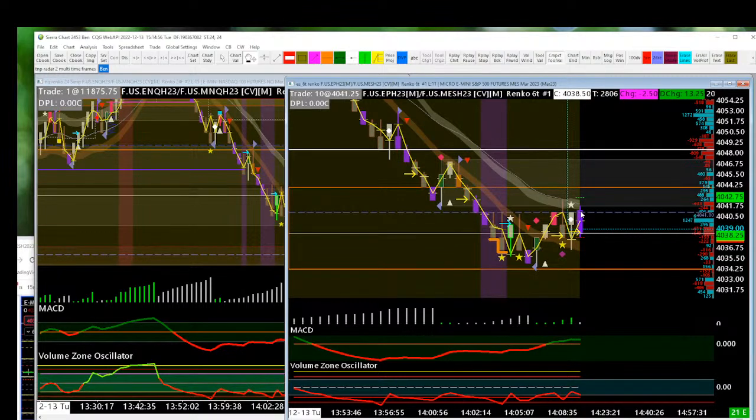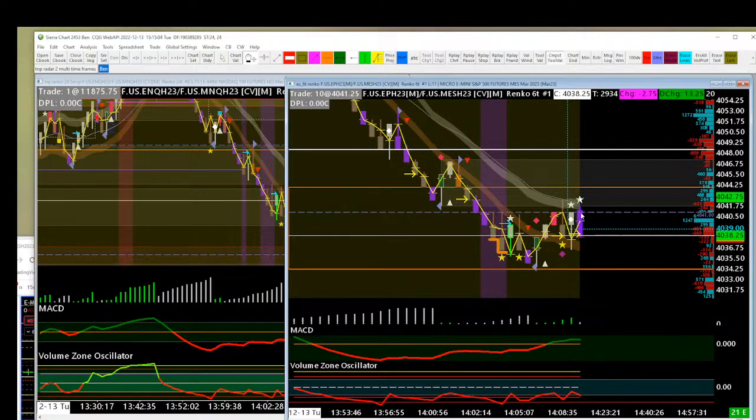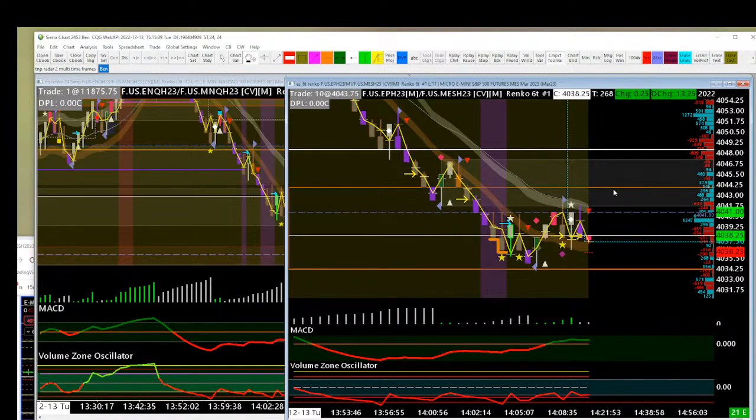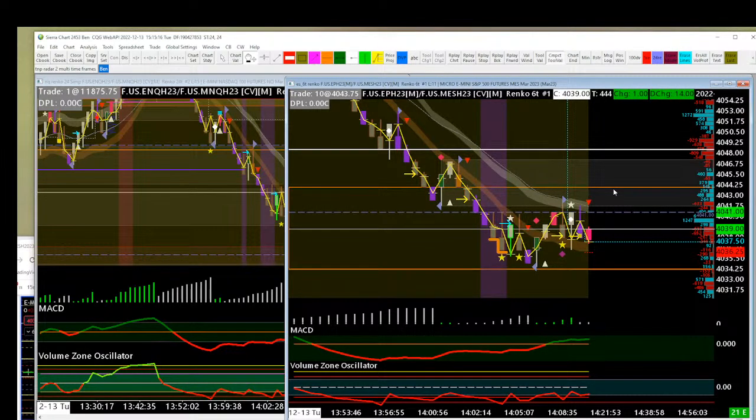And really, we do need to close above this voodoo range level. This bar closed right on it. So, yuck. Continuation lower is what that suggests. Another momentum shift. Will they do it? Or are they just going to chop it around here for an hour?